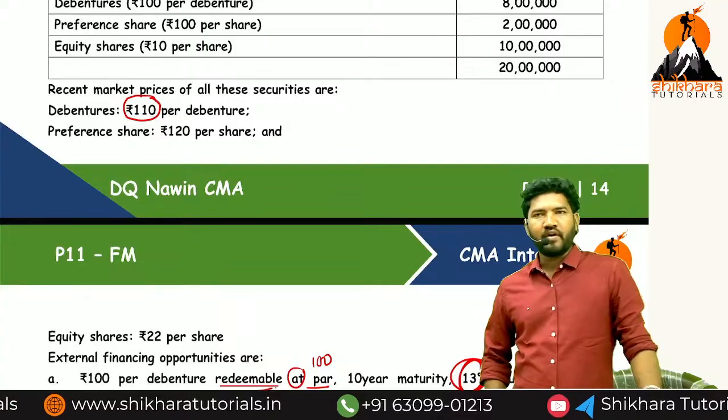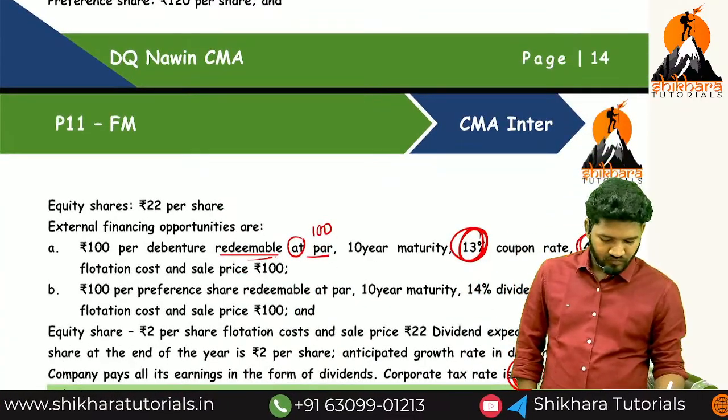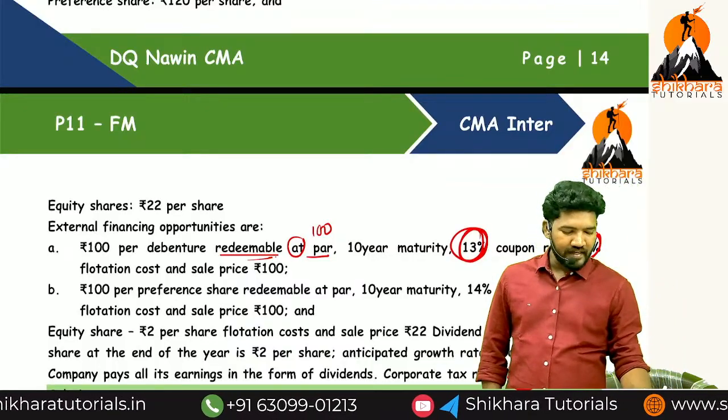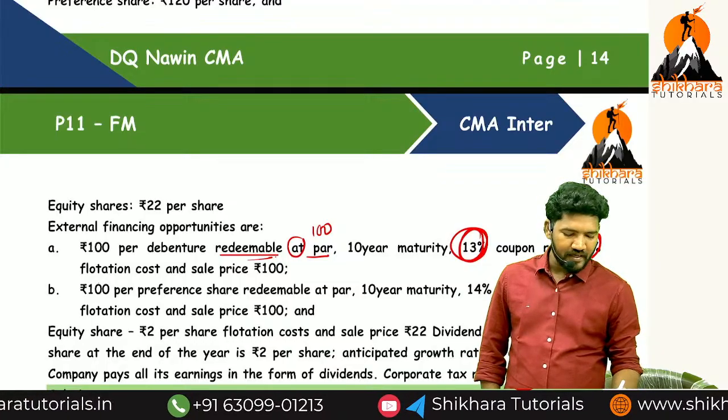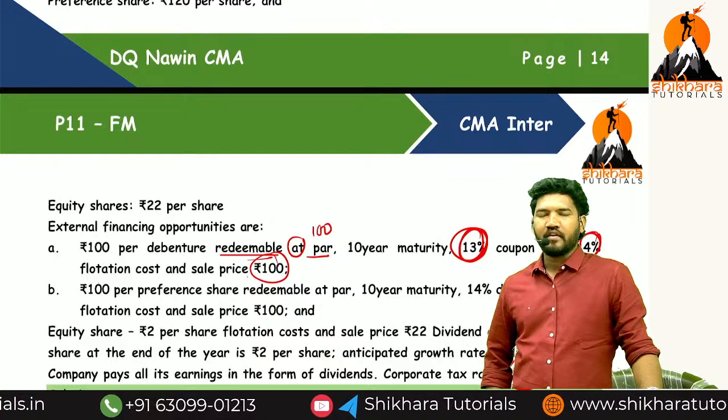I sold for 110, but I am not receiving 110. The reason? Are you guys clear? Now they said 4% flotation cost and the sale price is 100. Are you okay? Then fine.